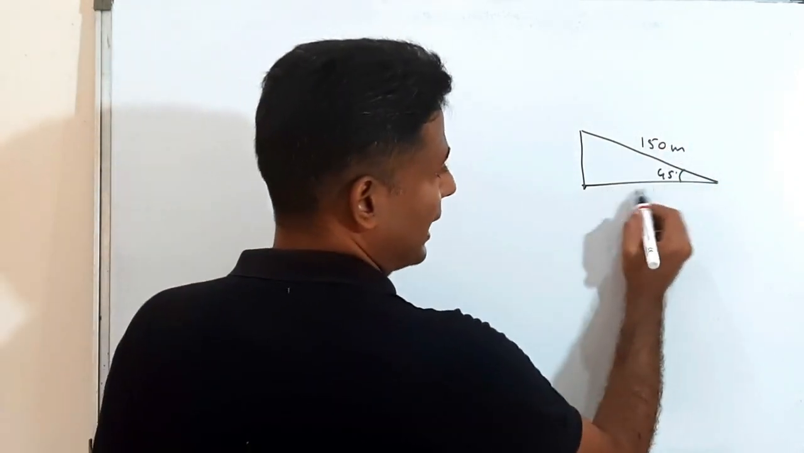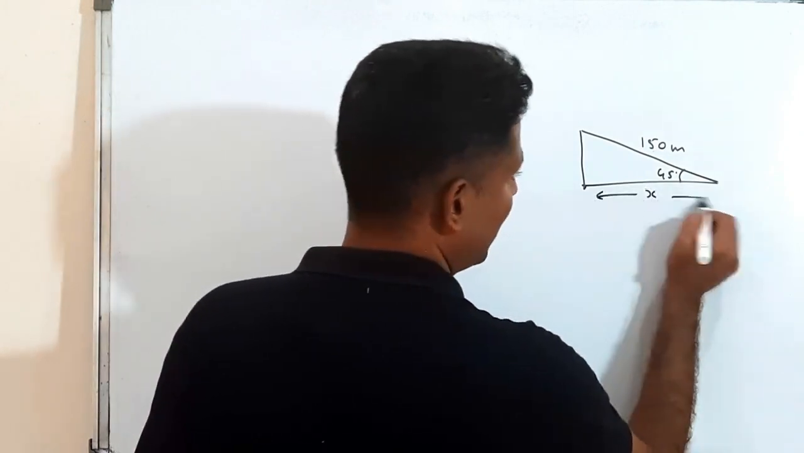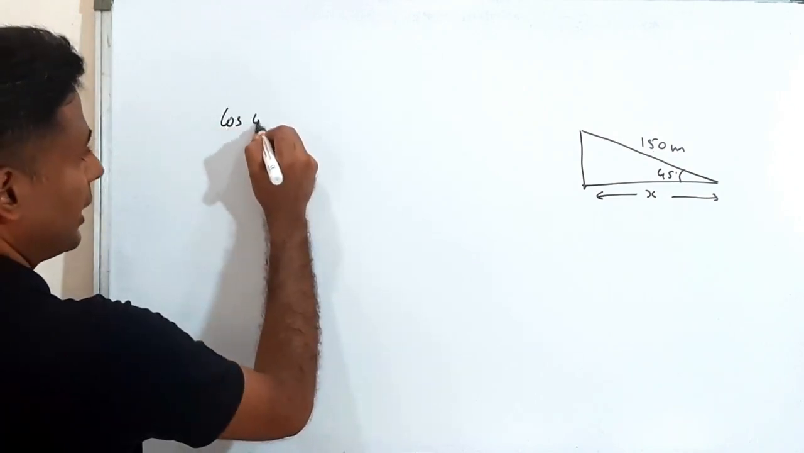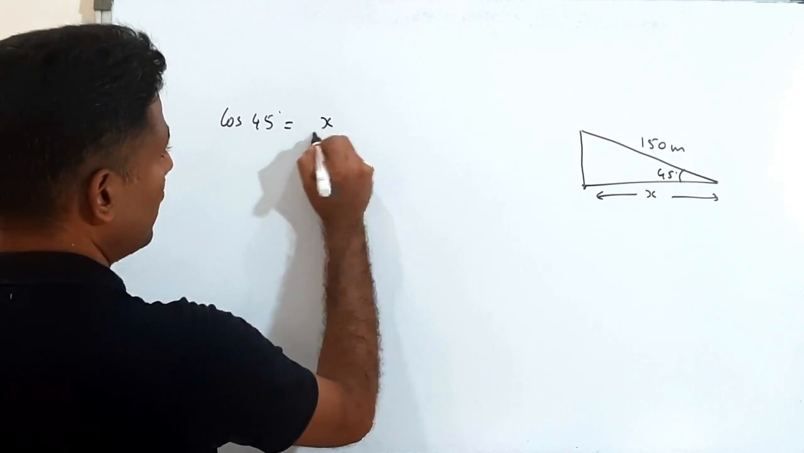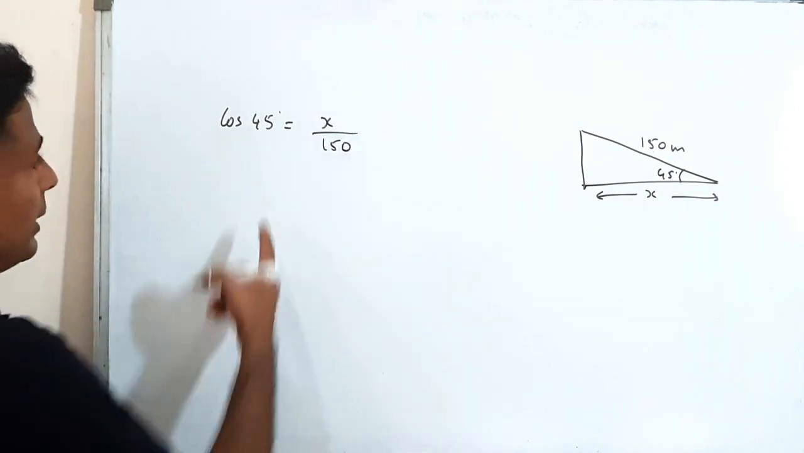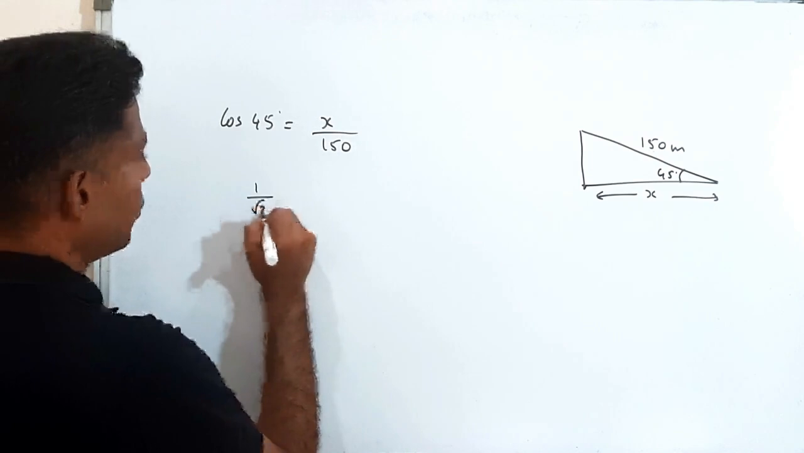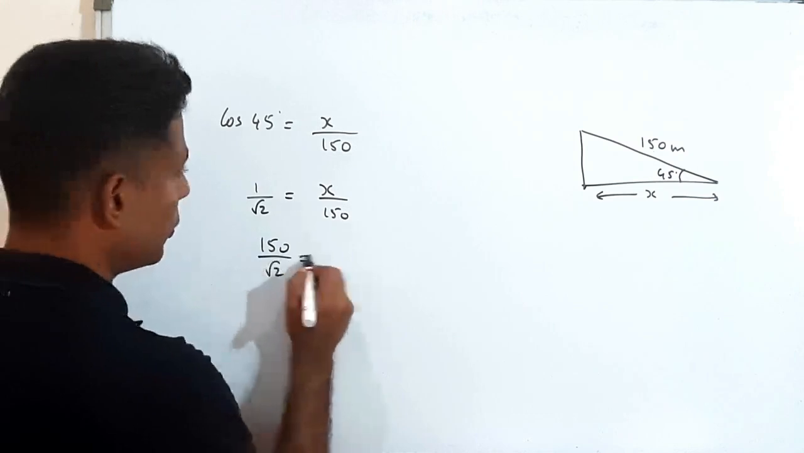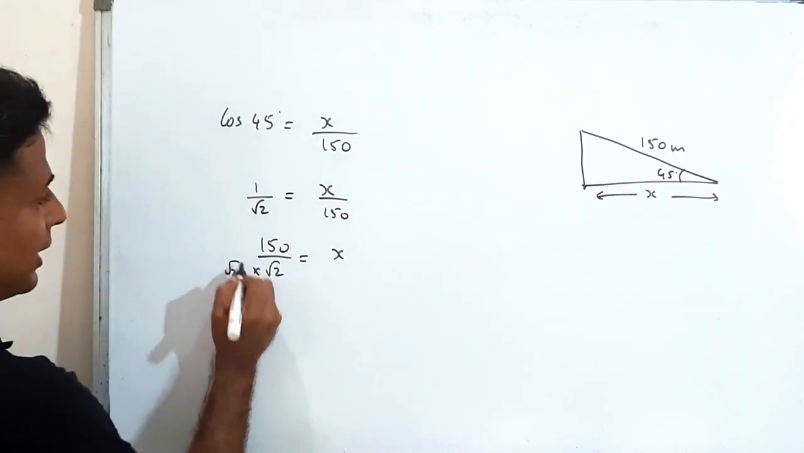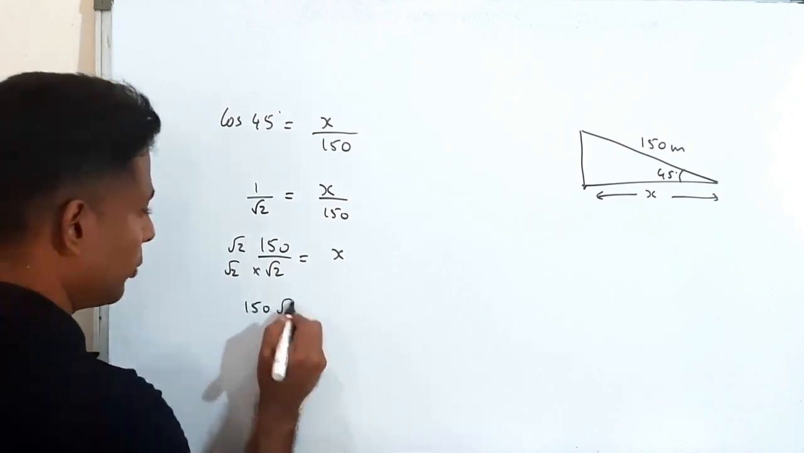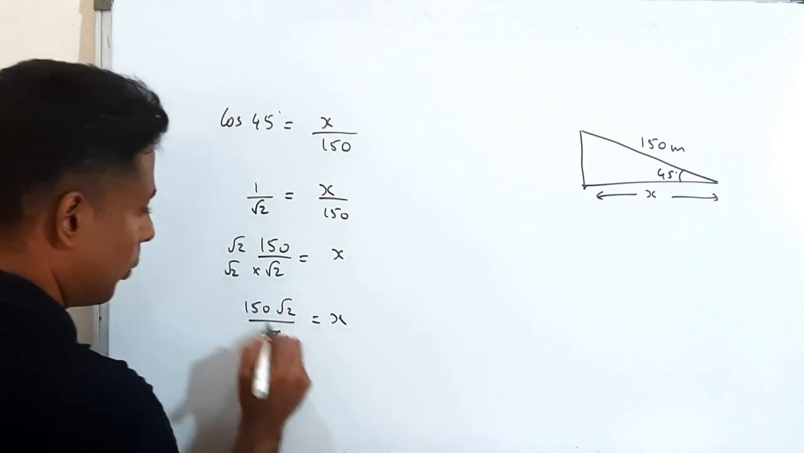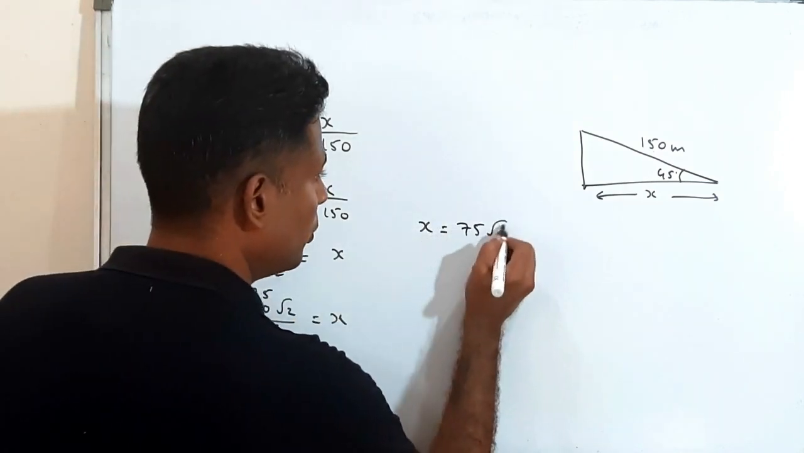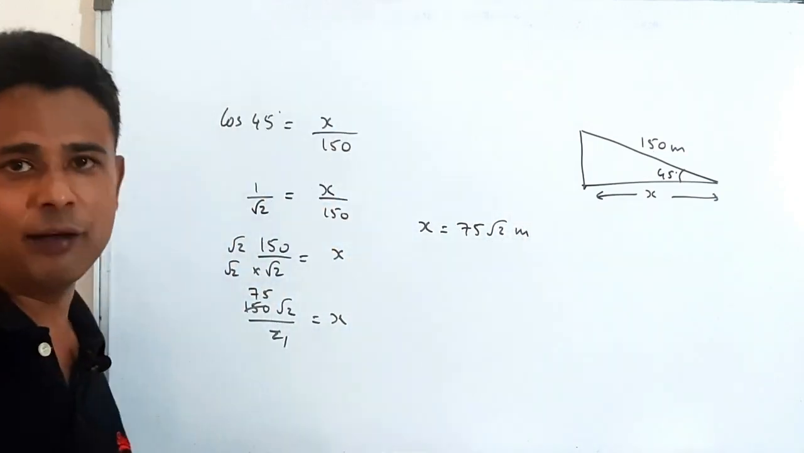So now we have hypotenuse and we need to find the adjacent side, which is the width of the river. So hypotenuse and adjacent goes to cos theta. So cos 45 degree is equal to adjacent by hypotenuse, right? Cos 45 is 1 by root 2 equal to x by 150. So 150 goes there, it becomes 150 by root 2 equal to x. So now rationalizing into root 2, we get 150 root 2 by 2 equal to x. So 2 ones are 75. So what is x? X equal to 75 root 2 meters. So the width of the river is 75 root 2.